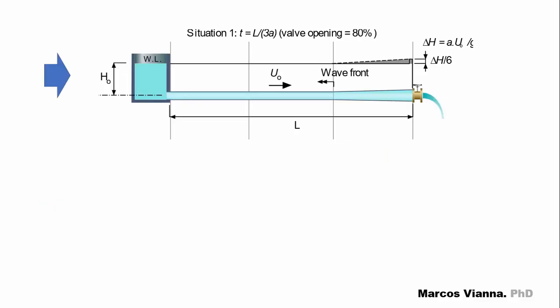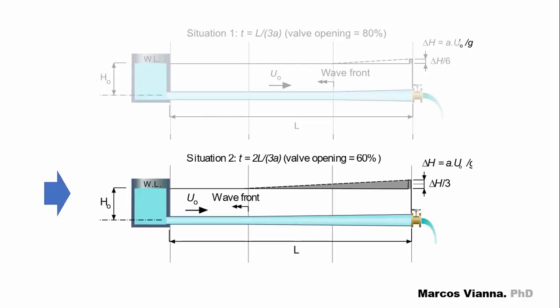And here it goes. Here's what happens at time equals 2L over 3A. The wavefront traveled 2L over 3 from the valve to the reservoir. Let's assume that the valve opening is now at 60%. This will be the configuration of the piezometric line along the pipeline.